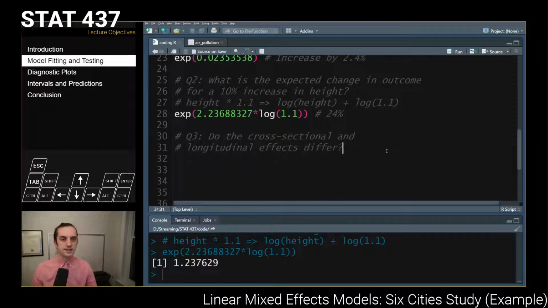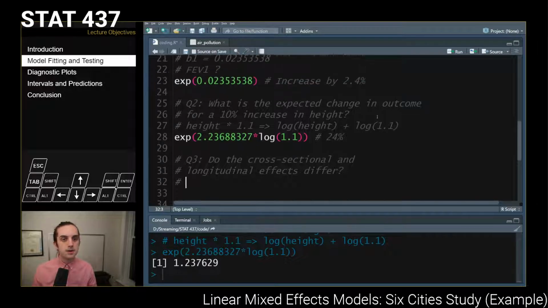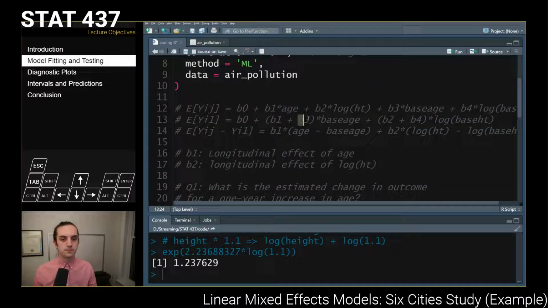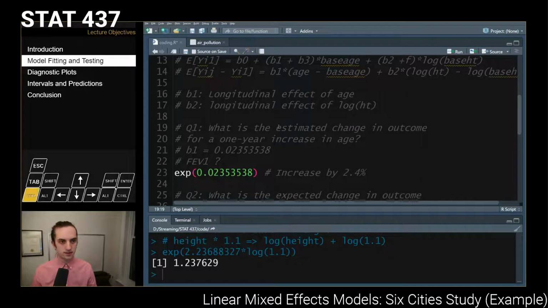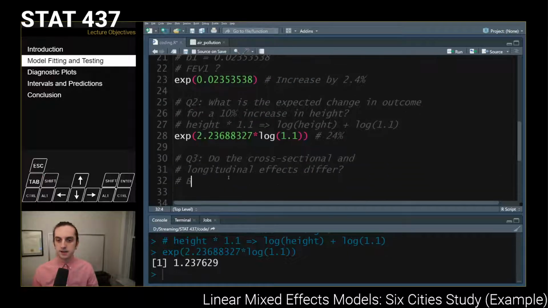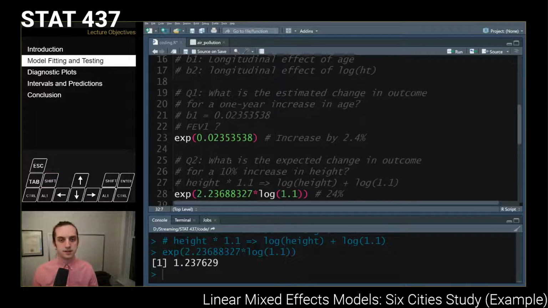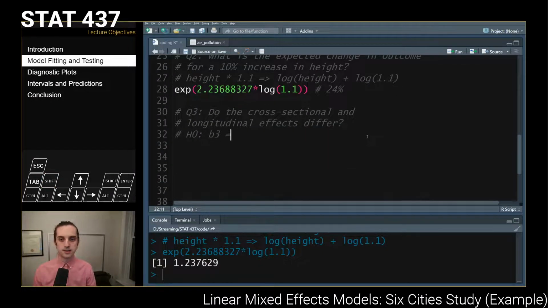And so if we want to test this null hypothesis that the longitudinal effects and cross-sectional effects are the same, what we're going to need to do is zero out beta 3 and zero out beta 4, right? So this is going to be a test of the null hypothesis that H naught, say, is beta 3 equals beta 4 equals 0.